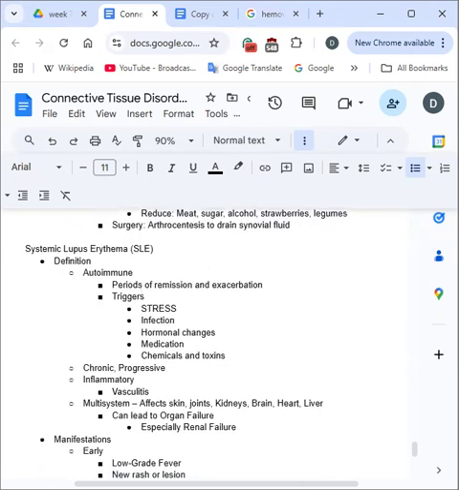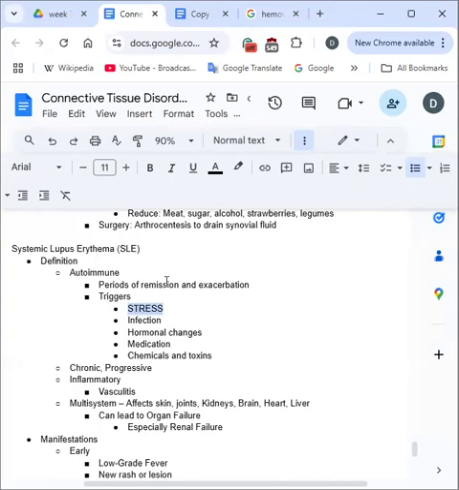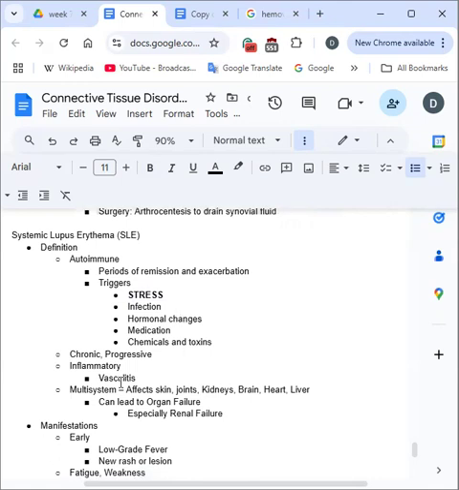Last one is lupus. So this is another autoimmune condition. So again, we're gonna start thinking about all the stuff that can show up for autoimmune conditions and how they're triggered. Your keyword here is stress and what can cause stress, things like infection, different medications, hormonal changes. Like with a lot of autoimmunes, it's chronic and progressive. But the key factor is that a lot of your issues are due to that inflammation.